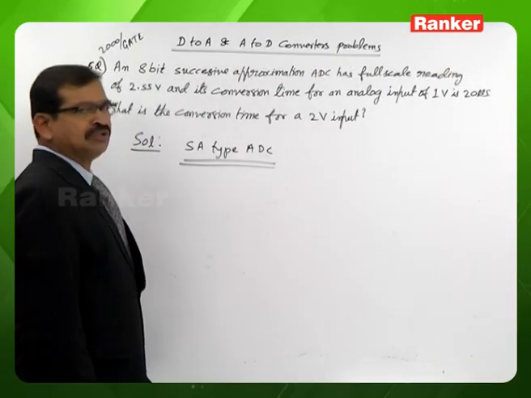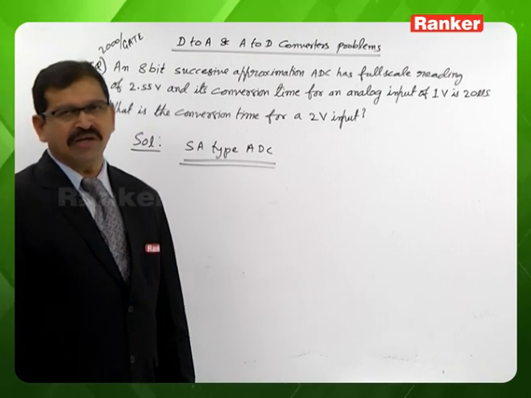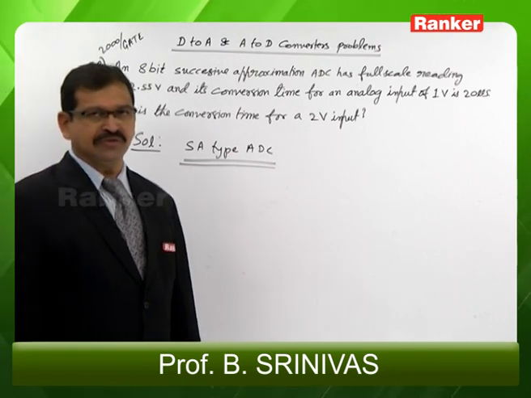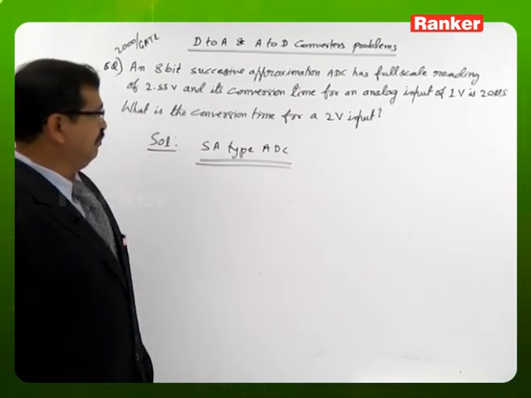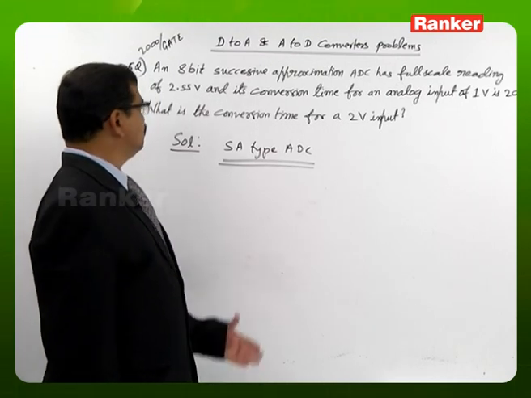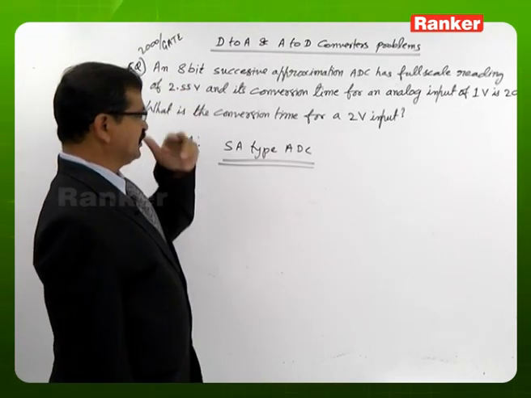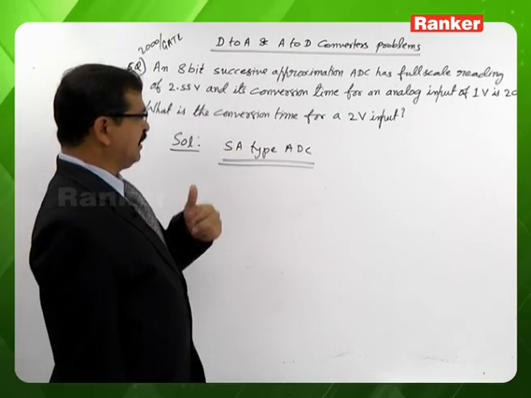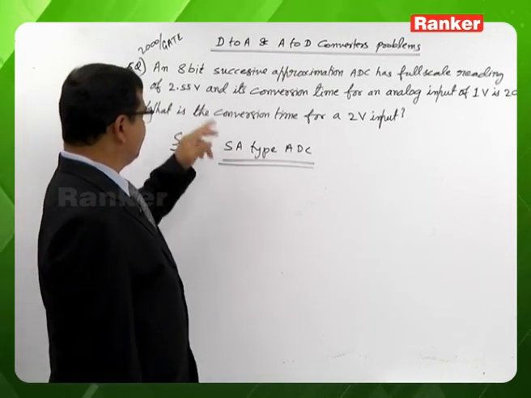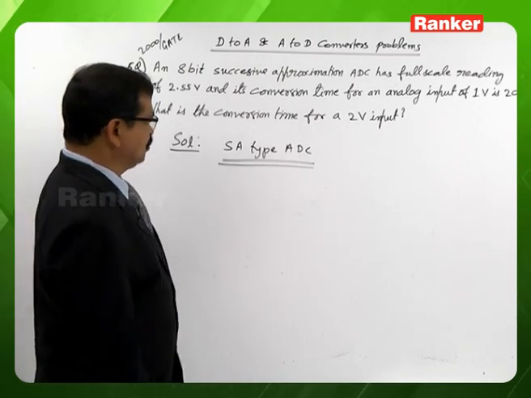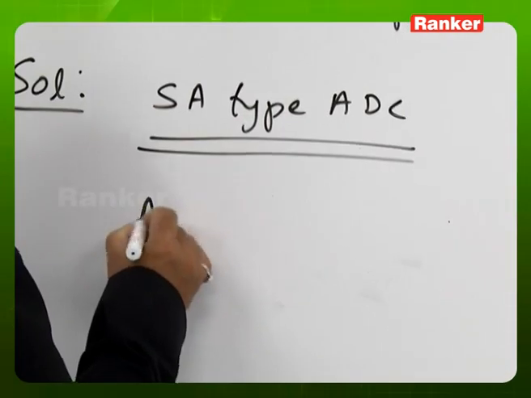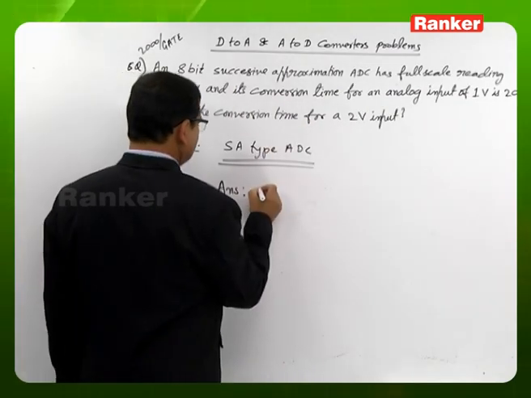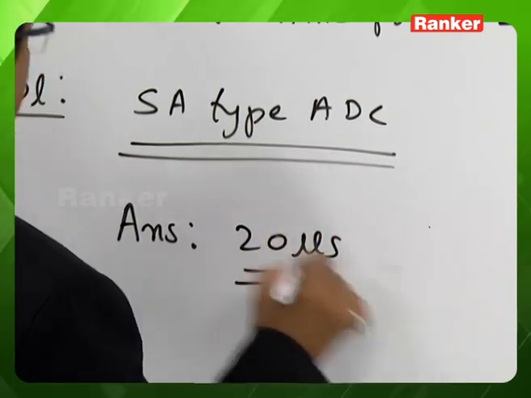For a successive approximation type of analog to digital converter, for any digital readout, the conversion time is uniform, the conversion time is the same. In this example, for 1 volt it is given as 20 microseconds. So even for 1.5 volts, 2 volts, 2.5 volts, the conversion time must be the same. Hence, the answer for this question, the conversion time for converting a 2 volt input, is the same 20 microseconds.